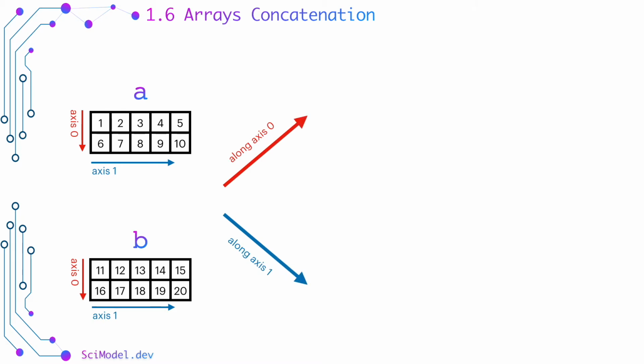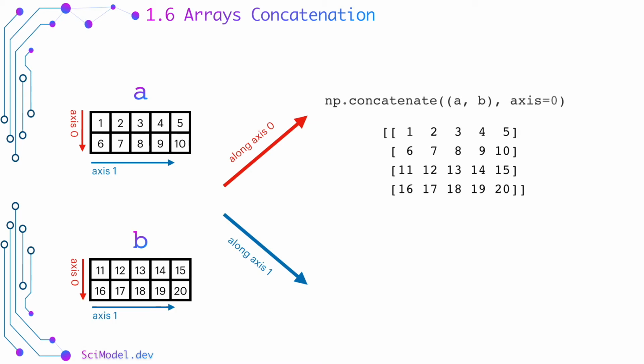In this example, we have arrays A and B, each of which is a two-dimensional array. Since a two-dimensional array has axes 0 and 1, both A and B can be concatenated either along axis 0 or axis 1. When A and B are concatenated along axis 0, the concatenate function will concatenate A and B along the definition of 0 axis of a two-dimensional array. Therefore, both A and B will be concatenated row-wise.